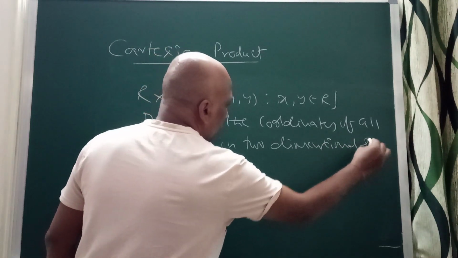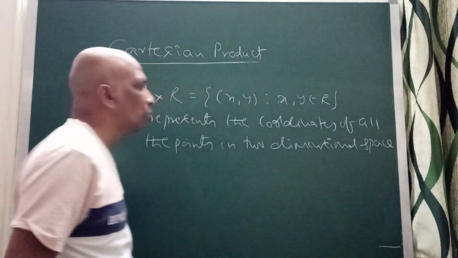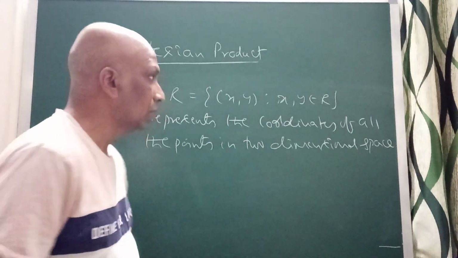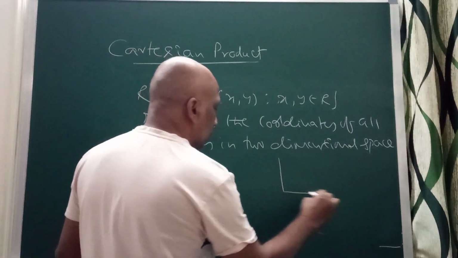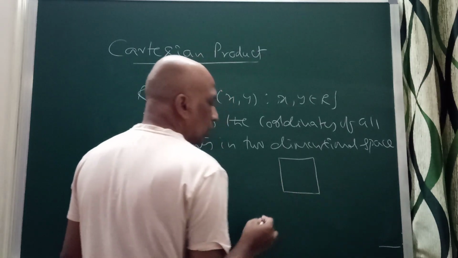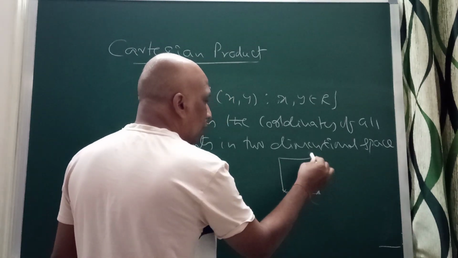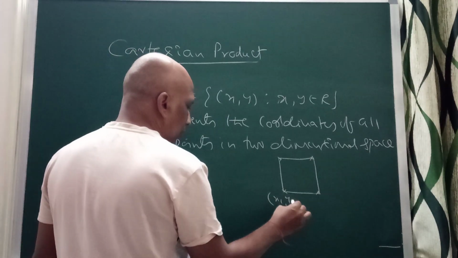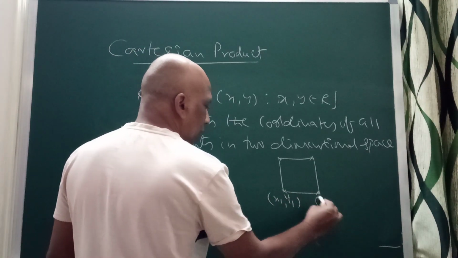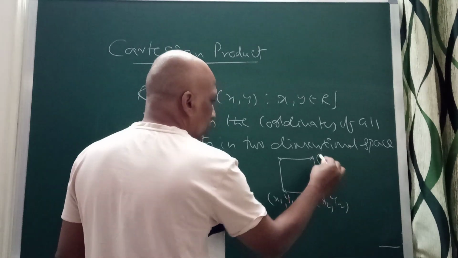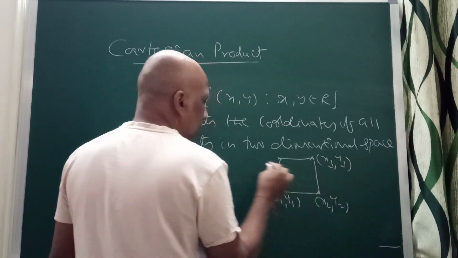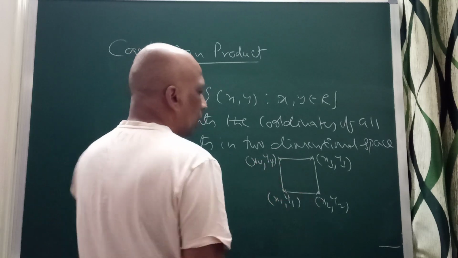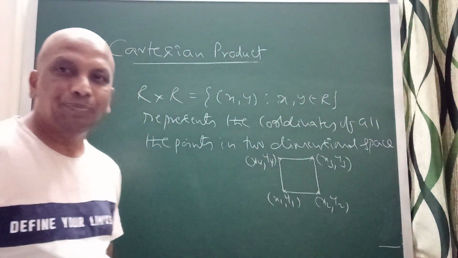In two-dimensional space, R cross R represents the coordinates of all the points in two-dimensional space. If you take any two-dimensional space, you can observe that every point is an ordered pair. I can write x1 y1, x2 y2, x3 y3, x4 y4. I can represent it like this, only as a two-dimensional ordered pair.